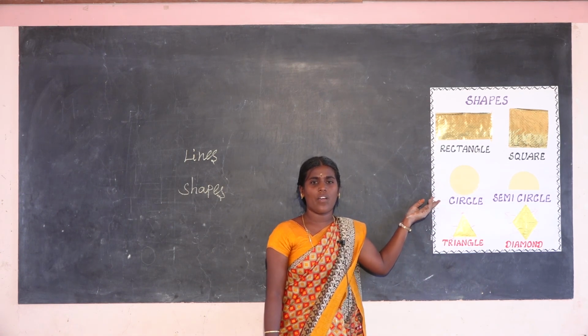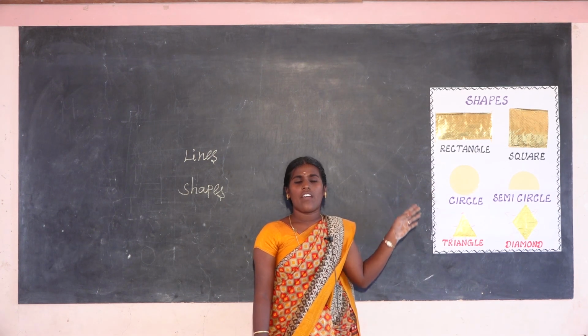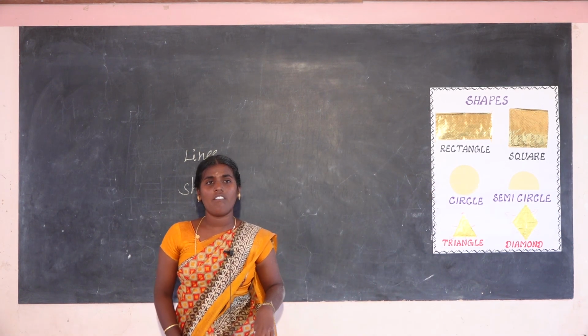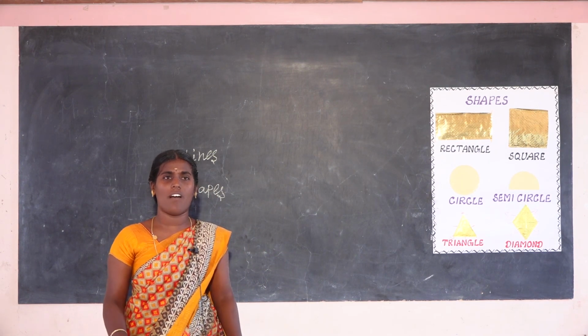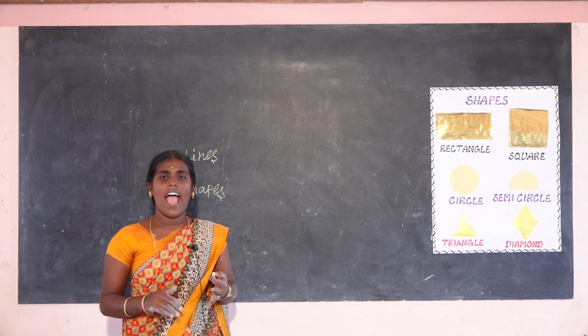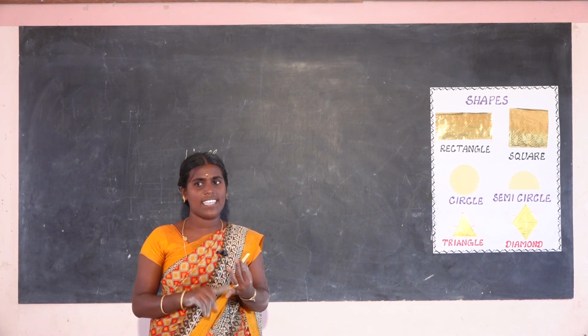Okay, does everyone understand? Yes, everyone copy it. Okay, you do this at home. See how many different objects are available in your home. Go and count 10 objects that are circles.